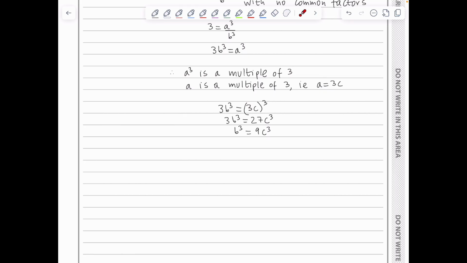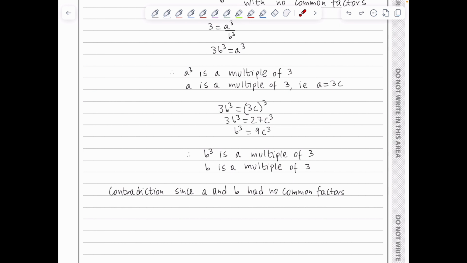Again, we observe that the right-hand side is a multiple of 3, and therefore b cubed is a multiple of 3, which means that b is also a multiple of 3, which is obviously a contradiction because we have started with a and b having no common factors, and yet we are concluding that both are multiples of 3. Therefore, we conclude that the third root of 3 is indeed irrational.